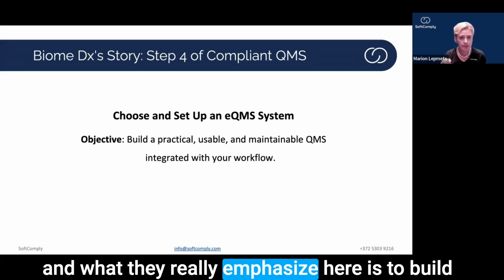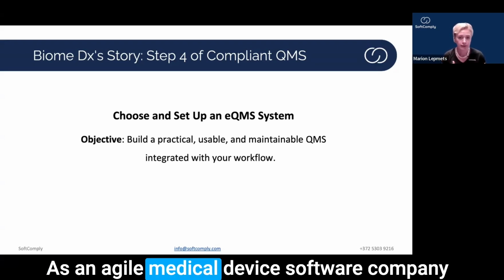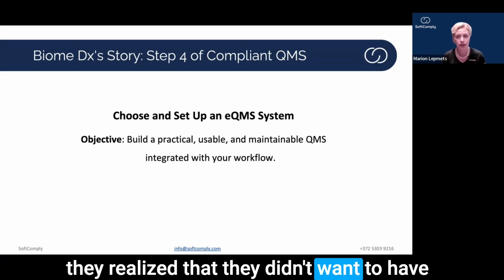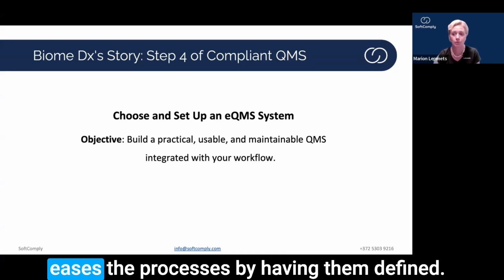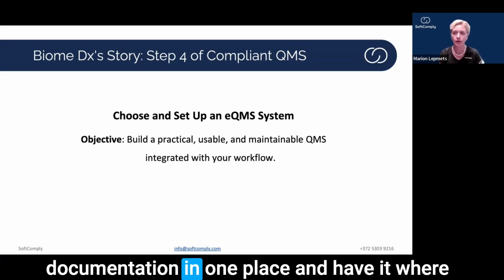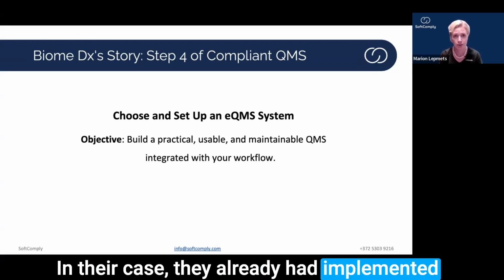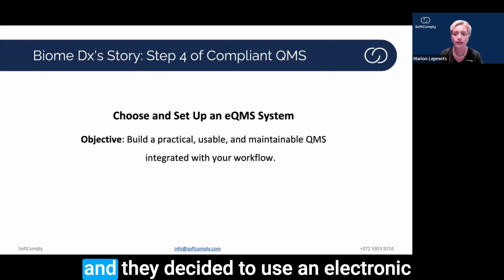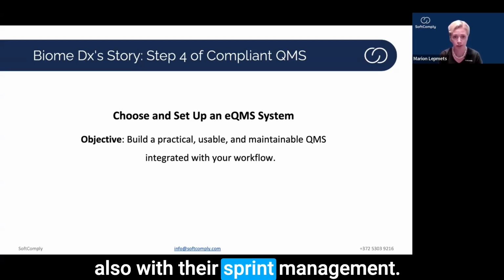And what they really emphasize here is to build an actual living quality management system. As an agile medical device or software company, they realized that they didn't want what they call a zombie QMS that brings more overhead to the company than it actually eases the processes by having them defined. So they wanted to keep all the documentation in one place, where the rest of the organizational documentation was. In their case, they already had implemented Confluence for documentation, and they decided to use an electronic quality management system to integrate also with their sprint management.